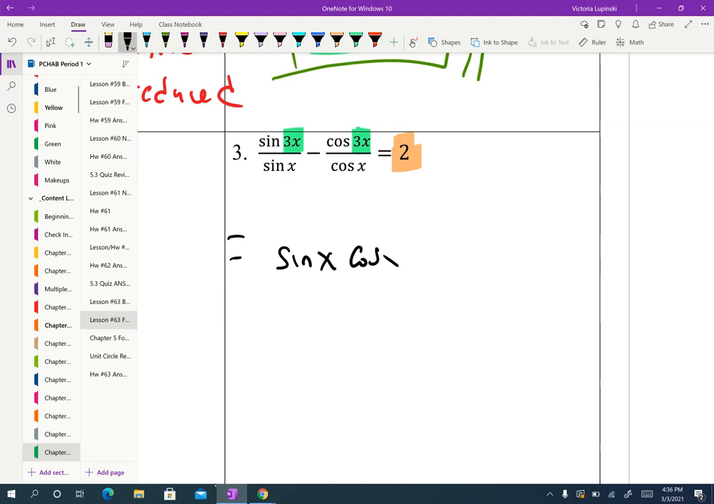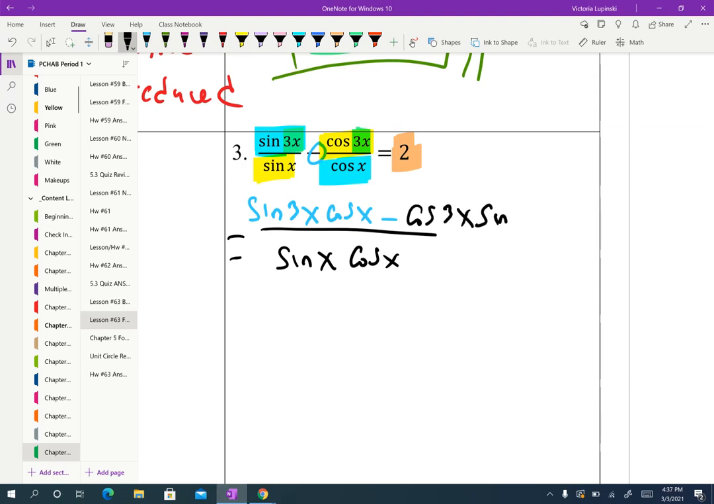I have to find a common denominator. So the common denominator would be a sine times a cos. You're going to multiply this sine of 3x times the cosine of x. So up top, that's going to give me the sine of 3x times the cosine of x. Then notice that it's a subtraction. Then you're going to multiply this sine times the cosine of 3x. So that is going to give me the cosine of 3x times the sine of x. So all I did was find a common denominator.